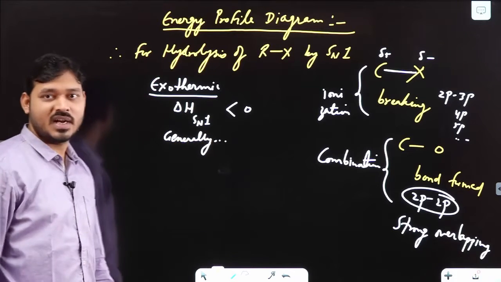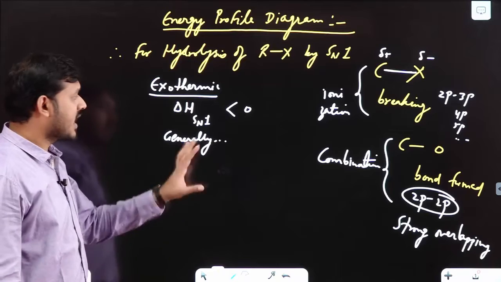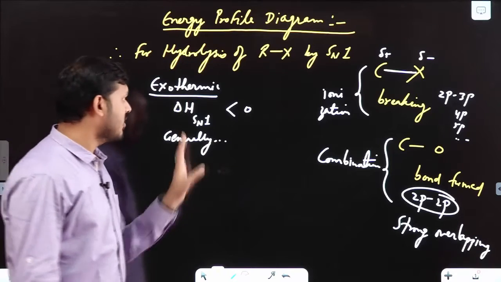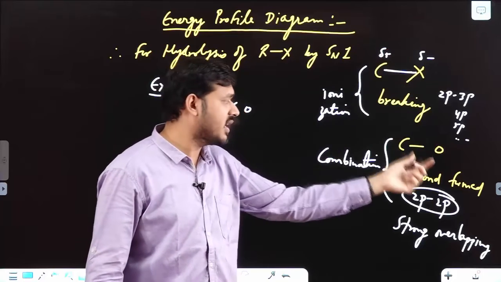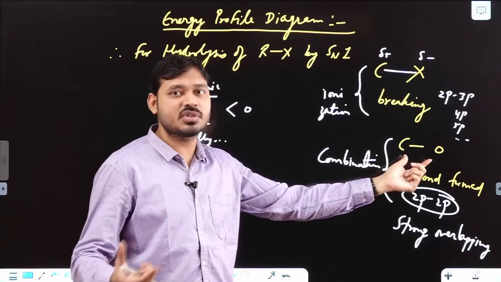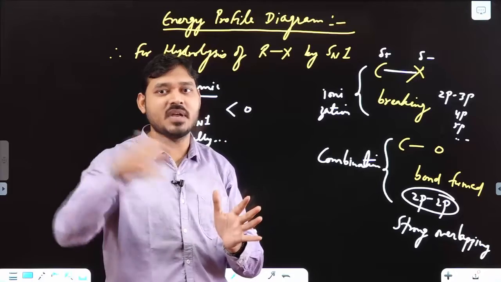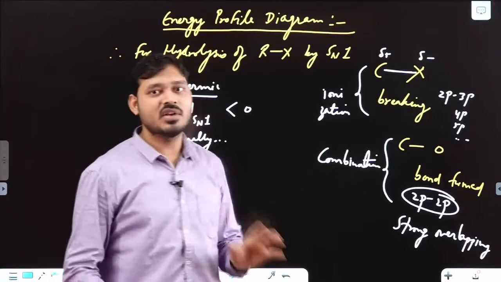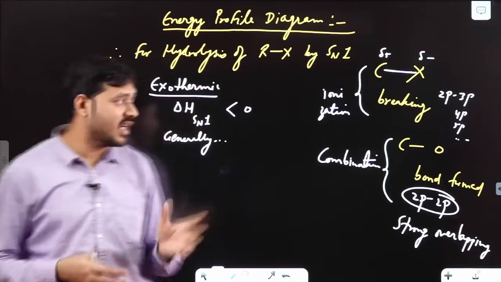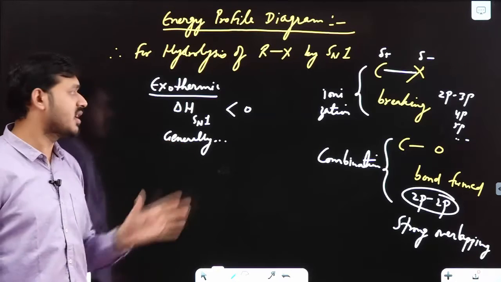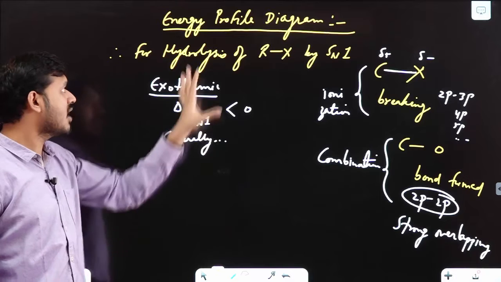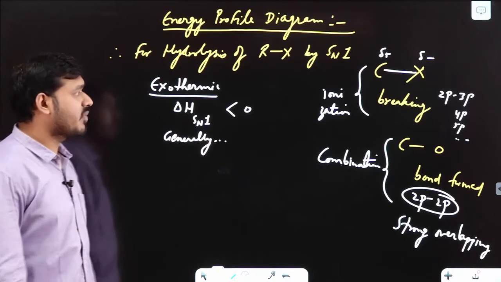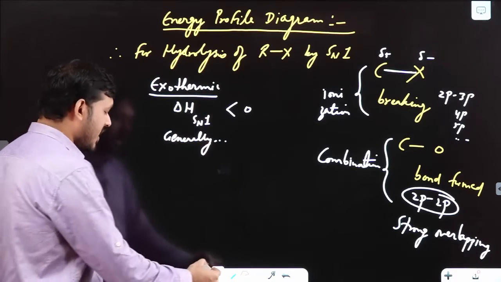Clear to you? Understand? So the net result is that the reaction will be exothermic. The energy will be released. See, here energy is required, here energy is released. The C-O bond is stronger, so the energy released will be higher as compared to the energy required. So the net change in enthalpy of the reaction will be negative. Clear to you? So with respect to this, now I am drawing the energy profile diagram for an SN1 reaction.